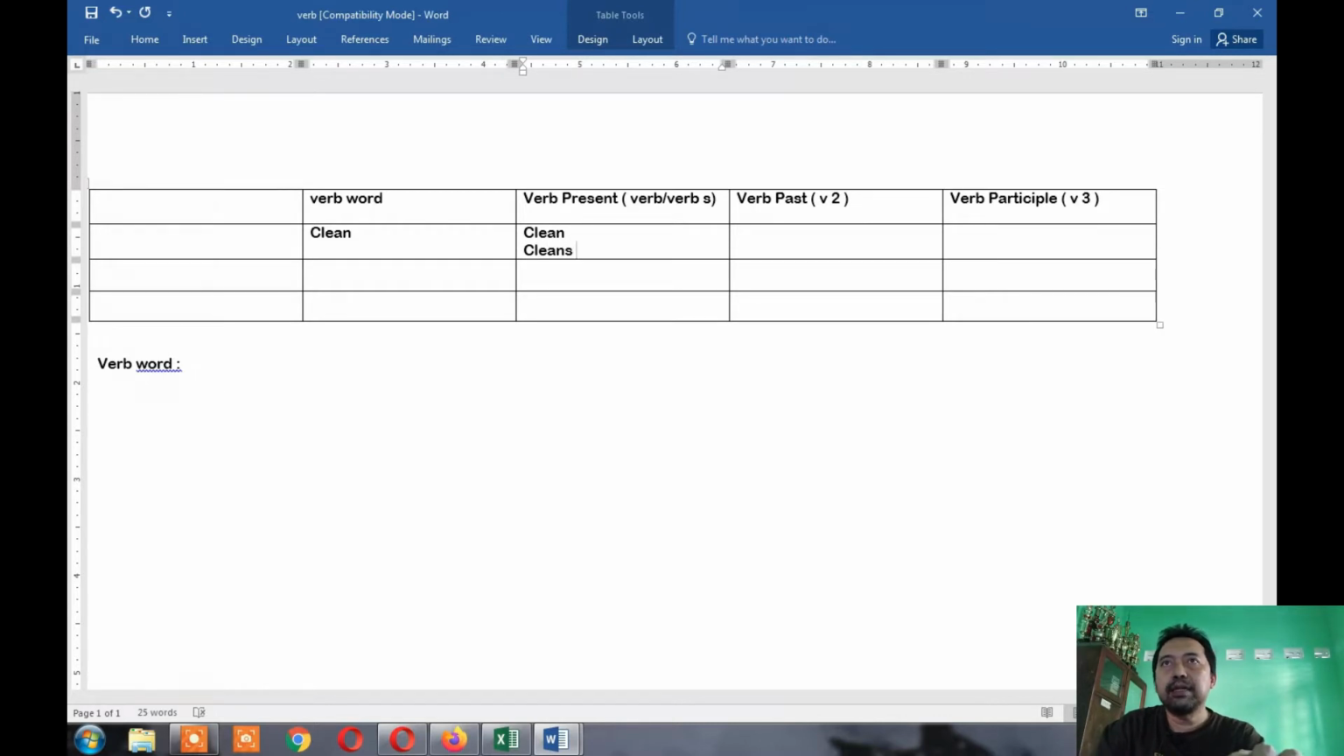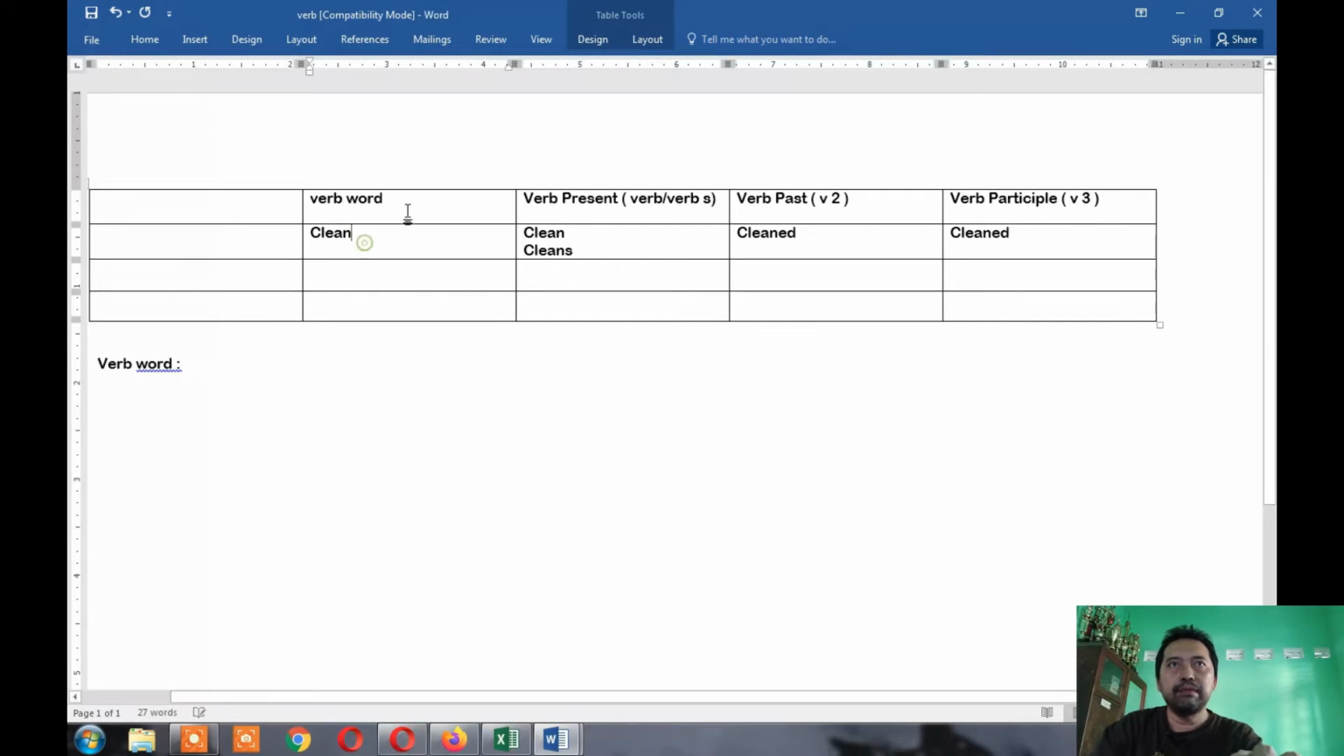And then verb past tense is the second form in the past tense. You probably know it as verb 2. So clean will become cleaned. Now, verb participle, which you know as verb 3, is the same as verb past tense here, cleaned, because it is a regular verb, so we just put -ed there.